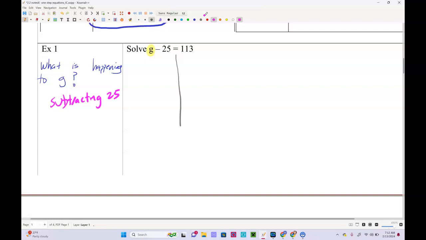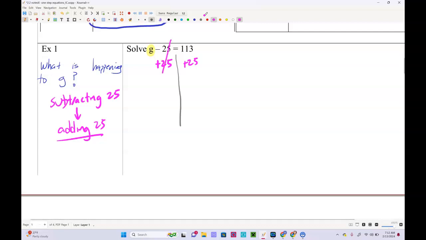If we're subtracting 25, we're going to do the opposite, and the opposite of subtracting 25 is adding 25. So we're going to take this action on both sides. We say plus 25 to this side, and also to this expression, we add 25 to that side. What we're trying to do is get this to 0. So we have negative 25 and plus 25, and that's going to cancel, because that is 0. What we're left with is g equals, and on the right-hand side we add those together as well. 113 plus 25 is 138. g is equal to 138.